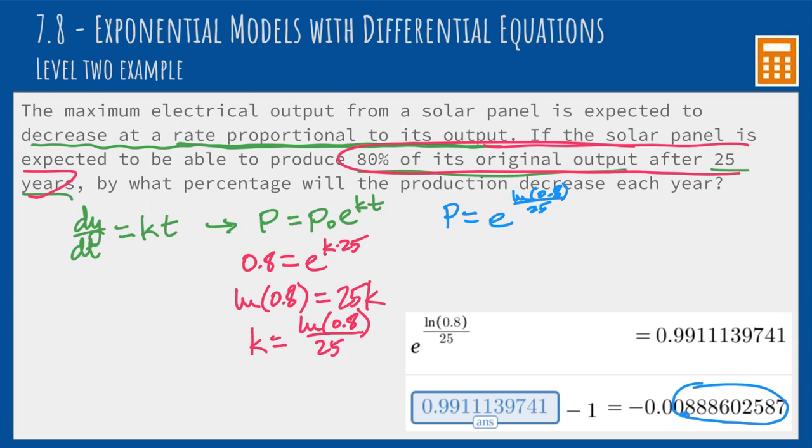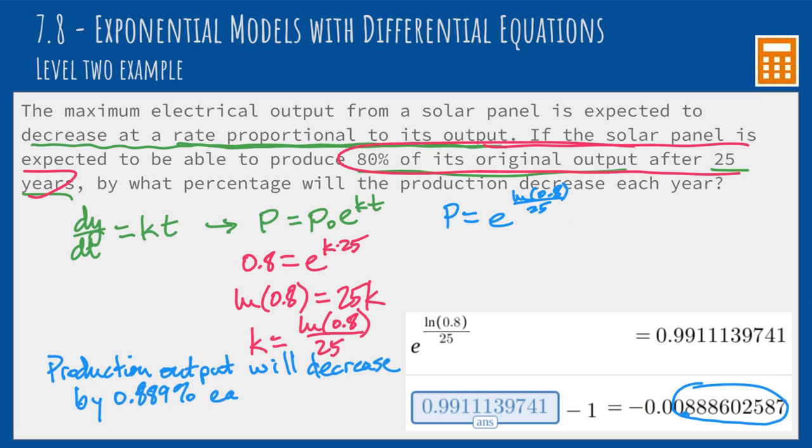And then converting that to a reduction, I'm going to write this out as a sentence. So production output will decrease. Now I said decrease, so I'm not going to include the negative in my answer, by 0.889% each year. So that means that we can expect about a 1% decrease in production each year from the solar panel.